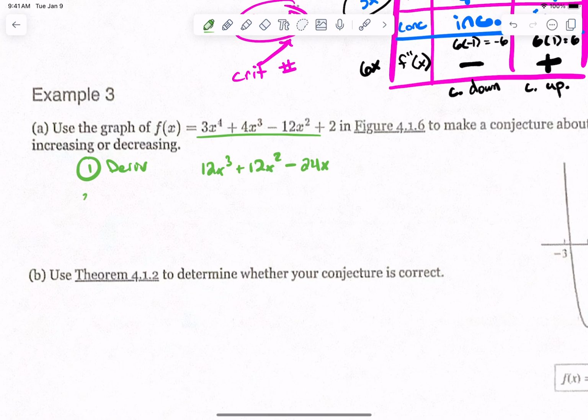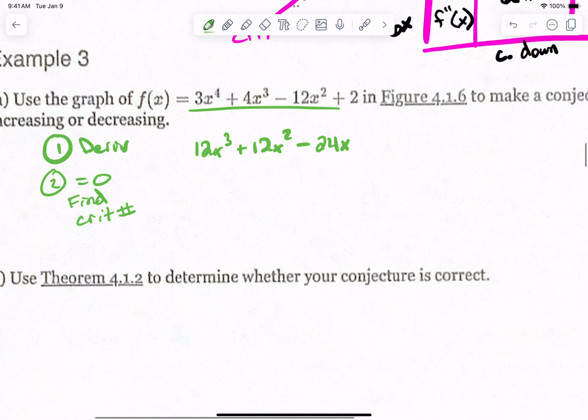Okay. Second thing: set it equal to 0 to find, what do we call those things? Critical numbers. Where the critical things are. I take the derivative, set it equal to 0 to find where the critical places are. Okay? So let's do this.